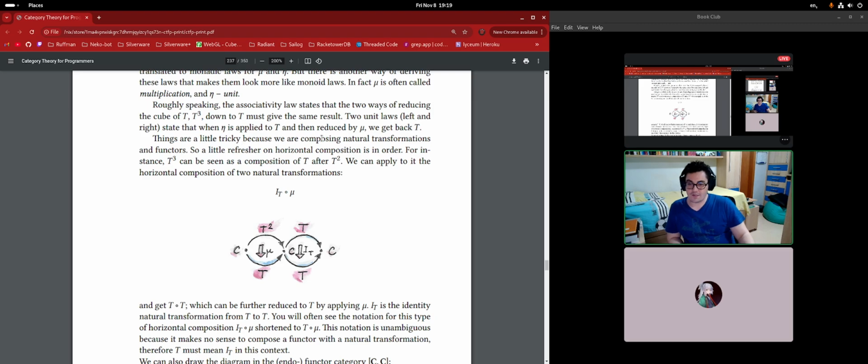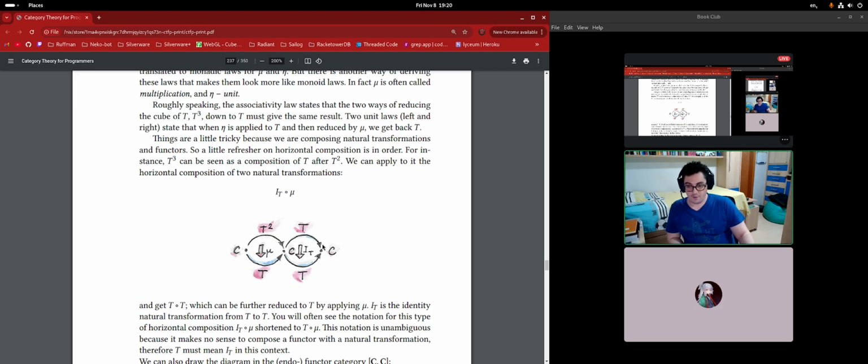So things are a little tricky because you're composing natural transformations and functors. So a little reflection on horizontal composition is in order. For instance, T3 can be seen as composition of T after T squared. We can apply to it the horizontal composition of natural transformations. I don't really remember why the name is horizontal, but if you have a member in the C category and then you compose T squared and you apply that to it, you're gonna go back to C anyway because this is an endofunctor.